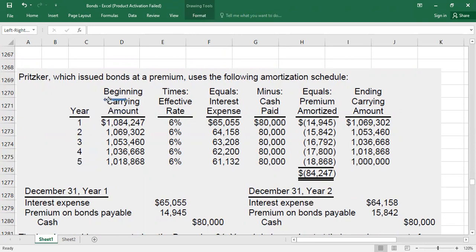The second column is for beginning carrying amount. Don't forget, the first value which you will write here in year one should be the present value, not the face value. Then you will multiply the beginning carrying amount times the effective rate, and the effective rate is 6% in each year. This will give you interest expense. When you take the beginning carrying amount times the effective rate, this gives you interest expense, which will be recorded in the income statement.